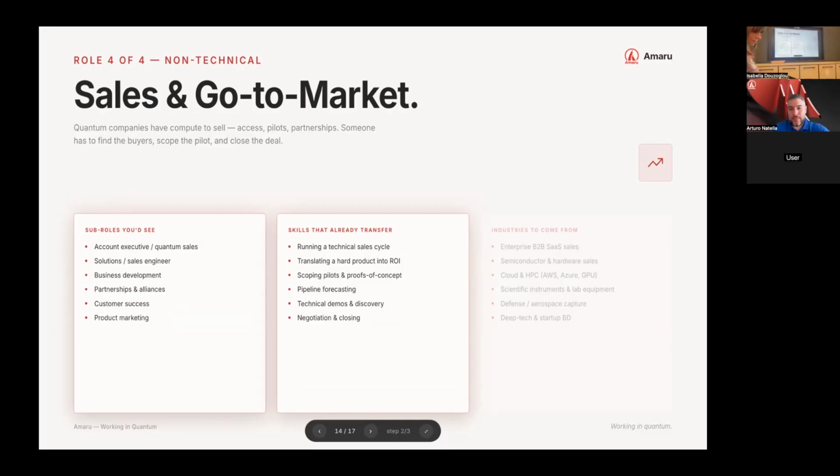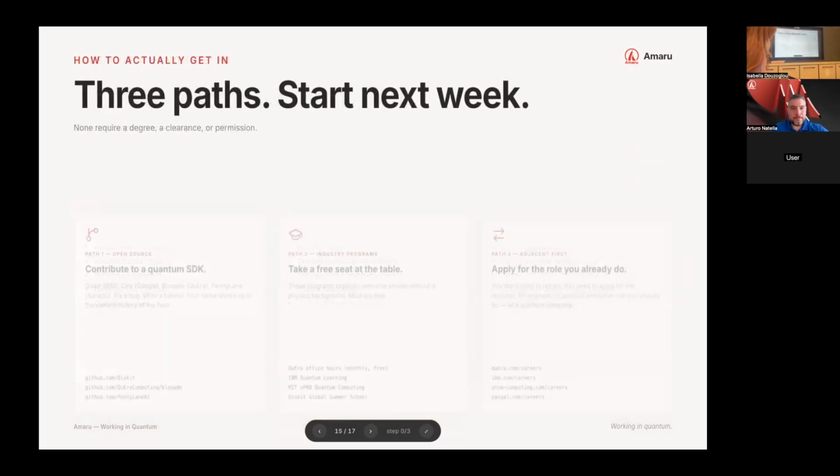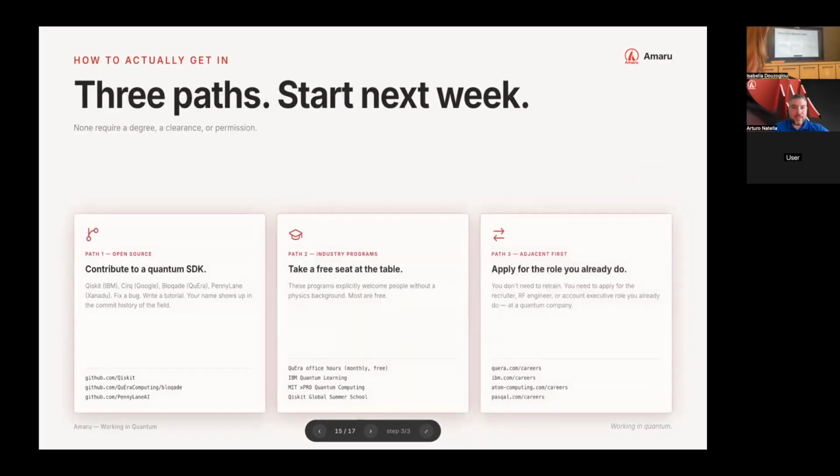Now, you don't have to defend the methodology and the theory behind it, but you need to know enough to be helpful and supportive to your clients. And so where do you see these folks coming from? Enterprise, B2B sales, SaaS sales, semiconductor and hardware sales, cloud, HPC, scientific instruments and lab equipment. So really the instrument and lab equipment spaces, defense, and then deep techs and startups and business development. So 3 paths you can start next week.